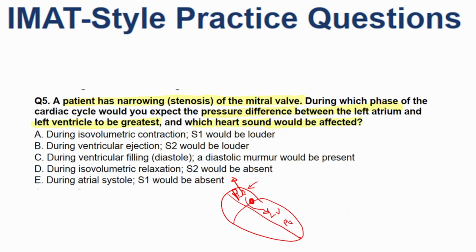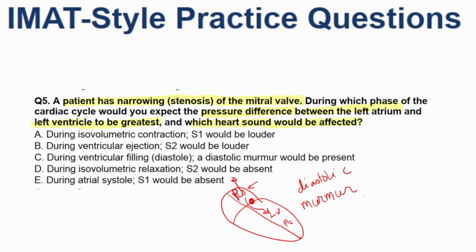This creates a large abnormal pressure gradient between the two chambers precisely during ventricular filling. Furthermore, forcing blood through this narrowed, rigid opening turns normal, smooth laminar blood flow into highly turbulent flow. In medicine, a turbulent blood flow across a damaged or narrowed valve is heard through a stethoscope as a murmur. Since this turbulence happens while the ventricles are filling during diastole, it creates a characteristic diastolic murmur.